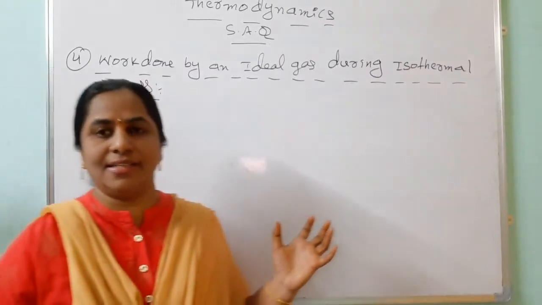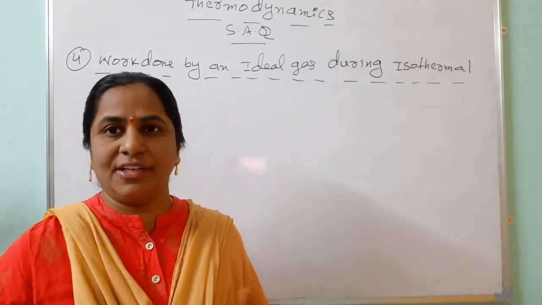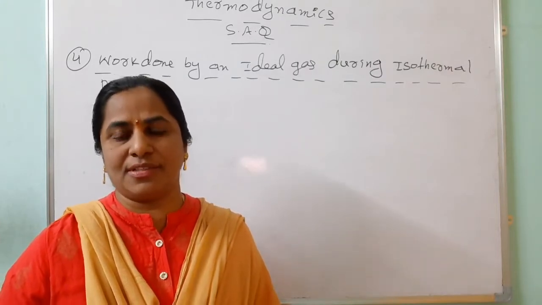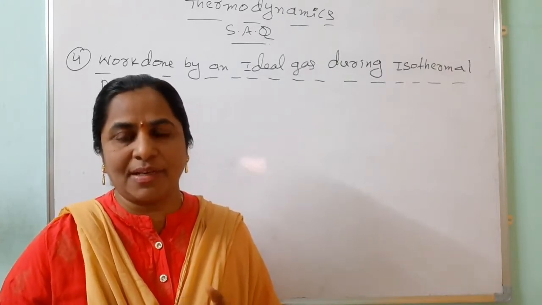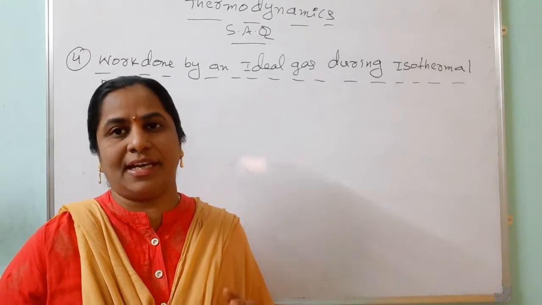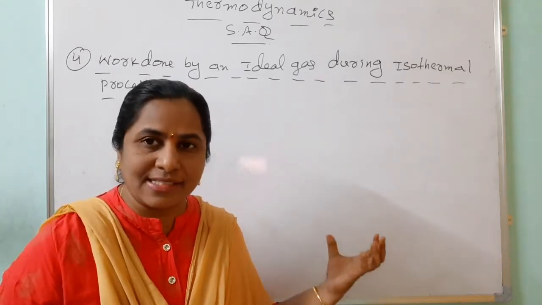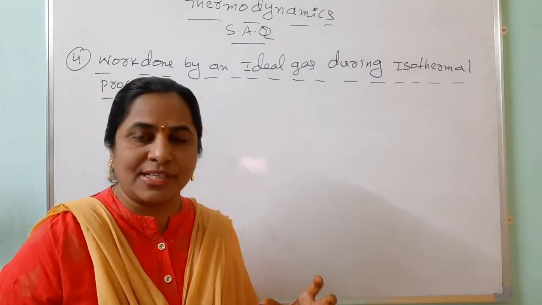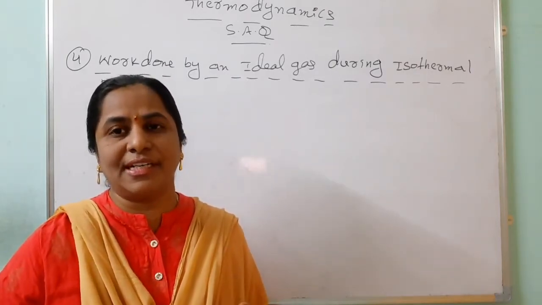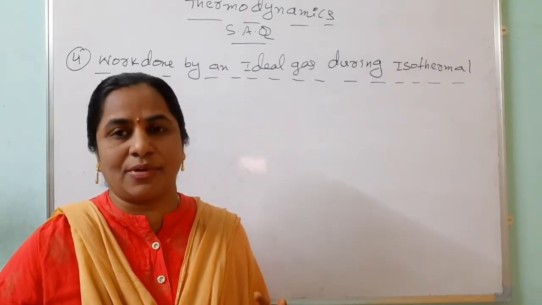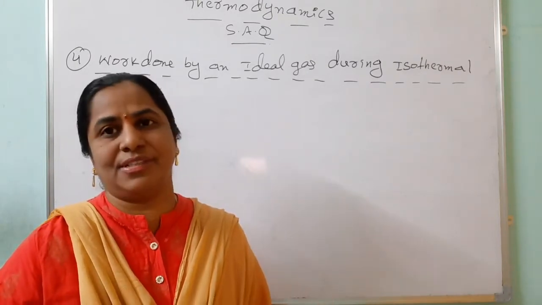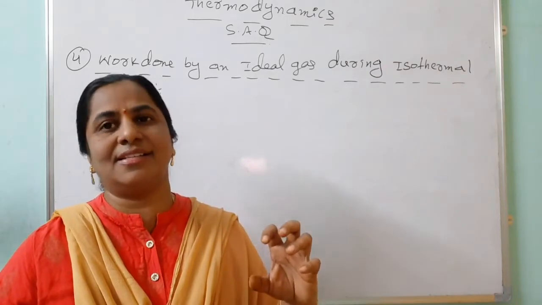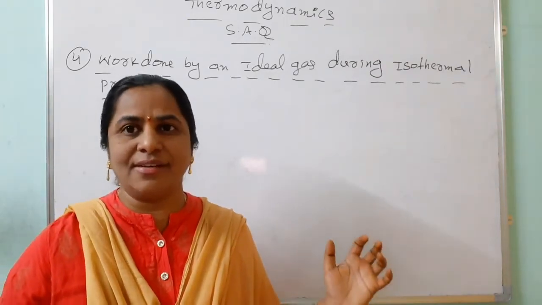Fourth short answer is, what is the work done during an isothermal process? You know that there are 4 types of thermodynamic process. What are those? Isothermal, adiabatic, isochoric and isobaric. First of all, this belongs to isothermal, which means the system is going from one state to another at constant temperature. If the temperature is constant throughout the process, that is called the isothermal process. But in this answer, we have to find out the work done.